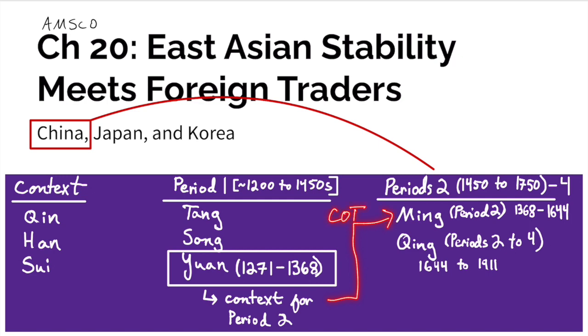But then this dynasty ends in 1644, which is in what period? Period 2. So 1450 to 1750 is period 2. So the Yuan Dynasty is period 1, moving into period 2 with the Ming Dynasty. And then we move from the Ming to the Qing Dynasty, which is 1644, which is period 2, moving into period 3, and then moving out of period 3 into 1911. So the reason I say that is that we are covering China in all of the periods in our curriculum.